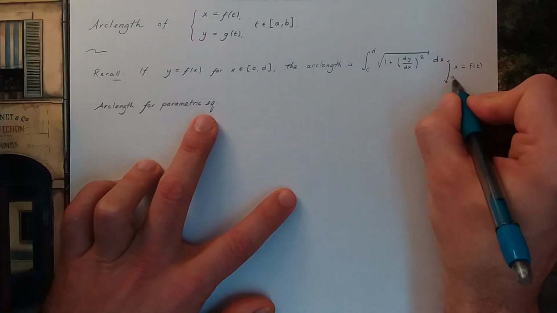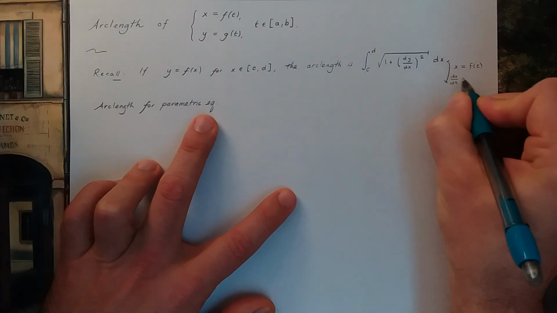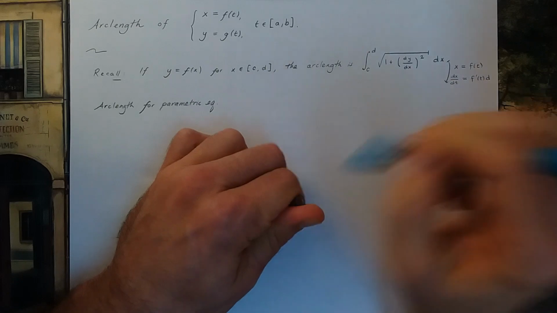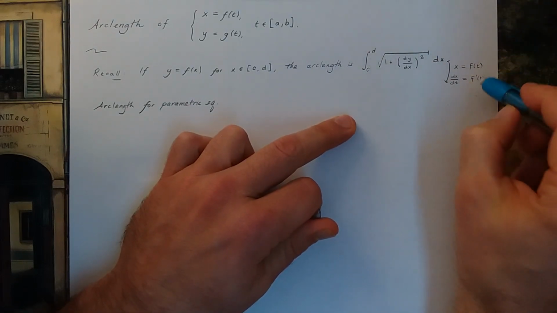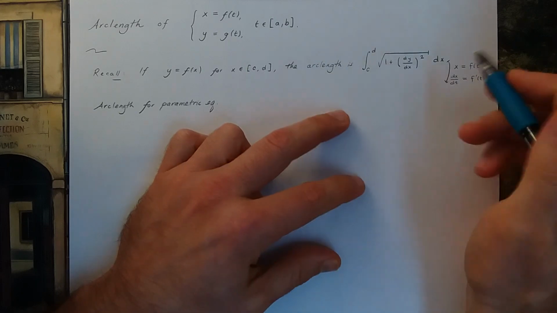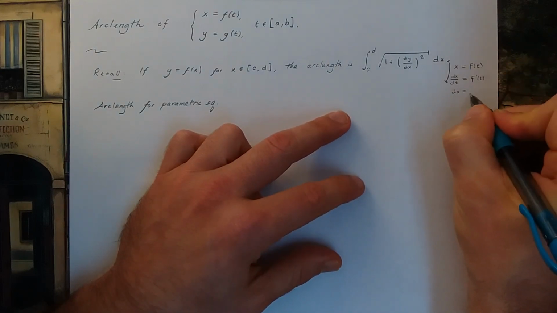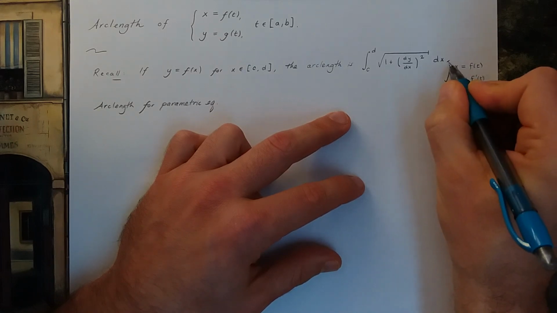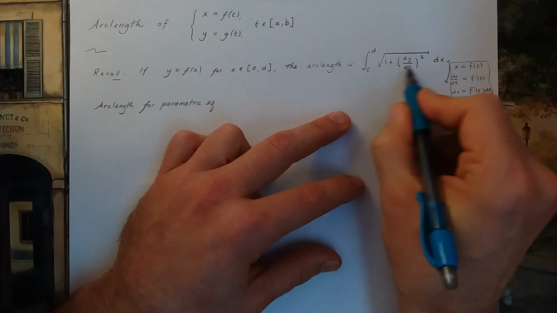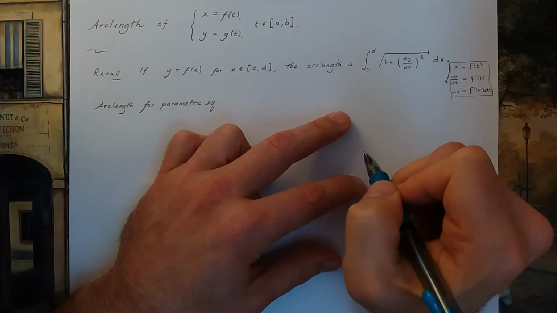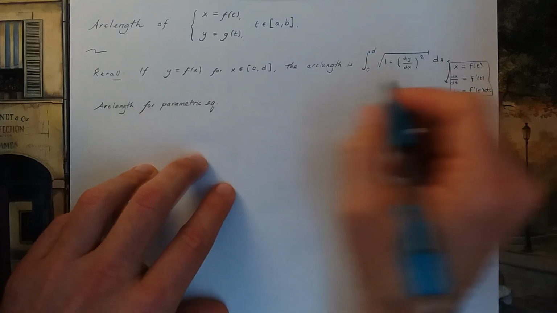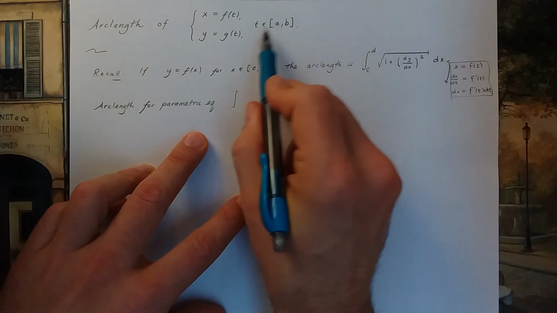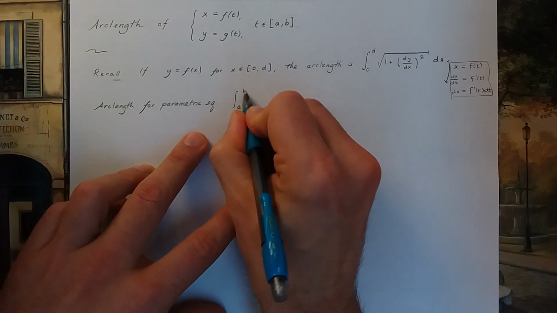So I'm going to take the derivative, and I'm going to get dx/dt is equal to f prime of t. In other words, some people like to write this as dx is f prime of t dt. So I'm going to do this substitution and turn my integral into an integral with respect to t. Now I'm changing from x to t. x goes from c to d, but t is going to go from a to b.